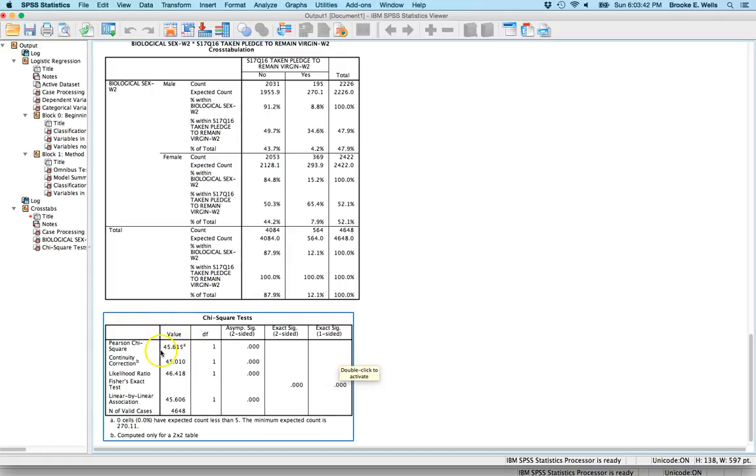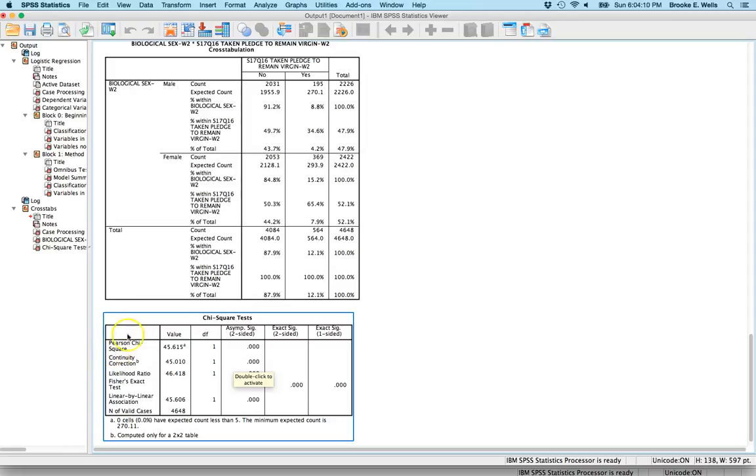So our Pearson chi-square, which is the one that we are looking at in this situation, our value is 45.62. Degrees of freedom is 1, so this is the number of rows, 1, 2, minus 1, so we have 1, times the number of columns minus 1, so we have 1, 2, minus 1, which is 1, so 1 times 1 is 1. And then our p-value is less than 0.001.